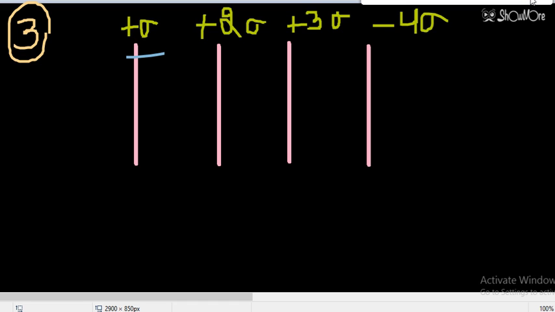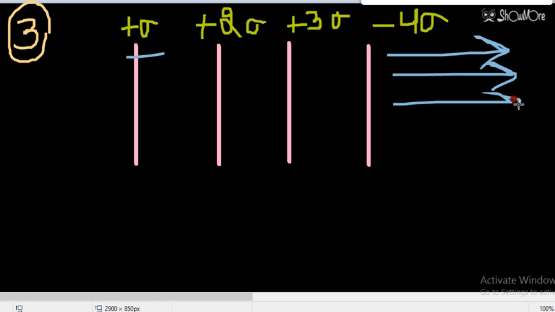Now we are going to discuss the last one, the electric field in the fifth region. This is region number 5. Due to the first sheet, the electric field is in this direction, due to the second sheet this direction, due to the third sheet this direction, and due to the fourth sheet it will be towards the left direction.